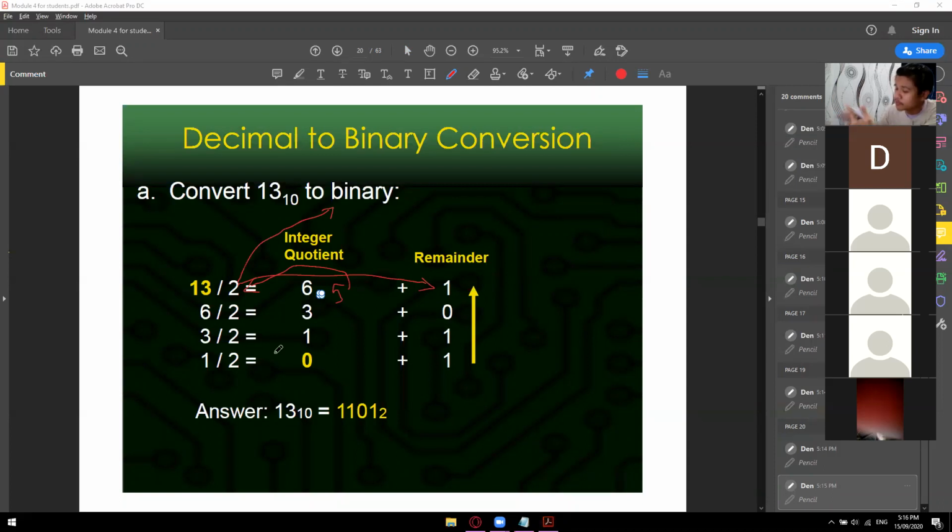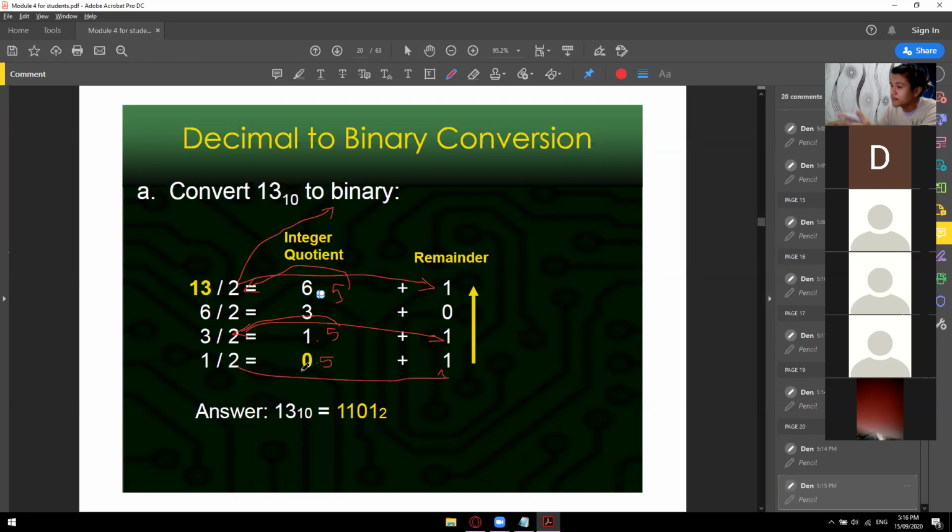Then 3 divided by 2, you will get 1.5. Okay? So yung 0.5 dito, multiply niyo lang by 2, then you will get a remainder of 1. Okay? Sige, ganun yan. And then, kunin niyo lang ito ulit. 1 divided by 2, of course, you will get 0.5. So, since 0 na yung integer natin, so just simply write 0. Then 0.5 times 2, then you will get 1.